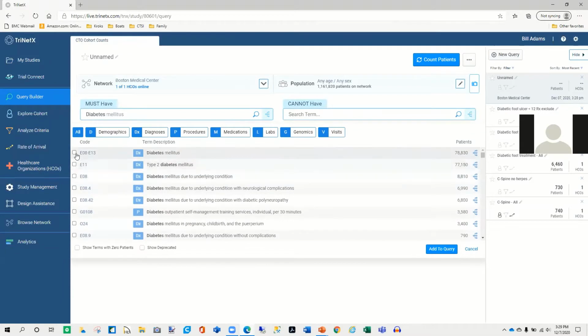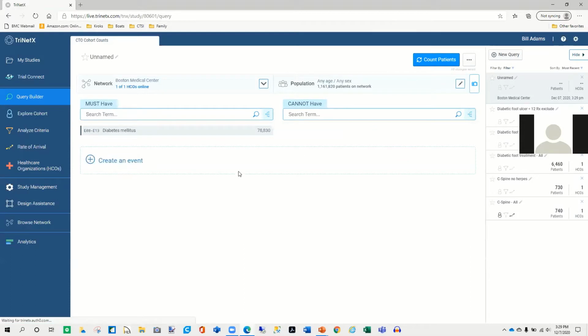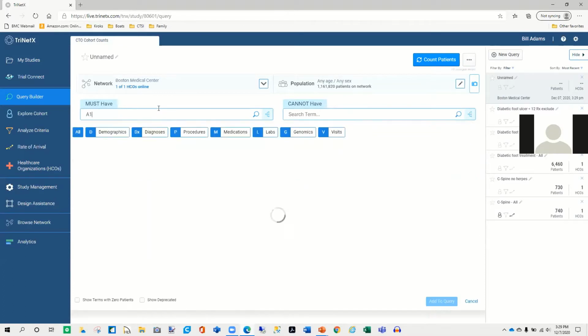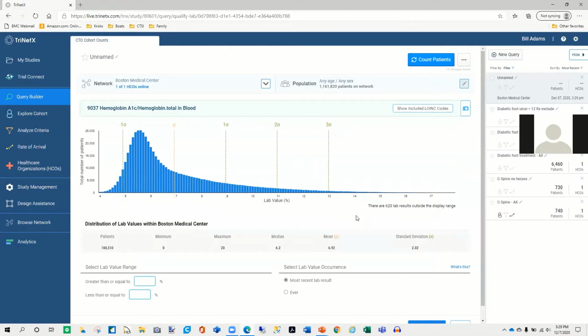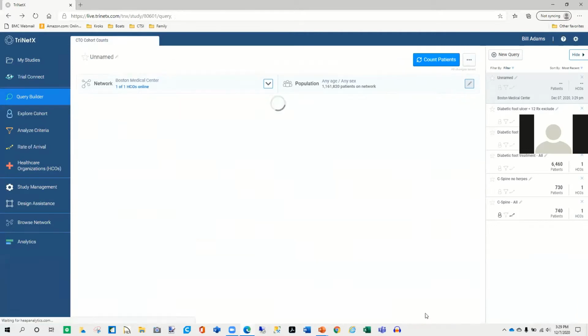So the easiest thing is to pick a high level concept where you're going to get about 78,000 patients. And then if you put in A1C, you can find the hemoglobin A1C, which is this measure for patients with diabetes. And this is what I showed you before. If you wanted to find patients with poorly controlled diabetes, generally we say that's greater than or equal to 9. And so you can save that.